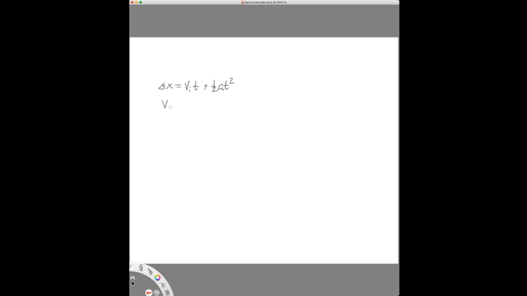If we want to write those down, V final equals V initial plus AT, and V final squared equals V initial squared plus 2A delta X. So that's kind of where we started. And we learned these equations, and then we learned the two-dimensional versions of the equations.